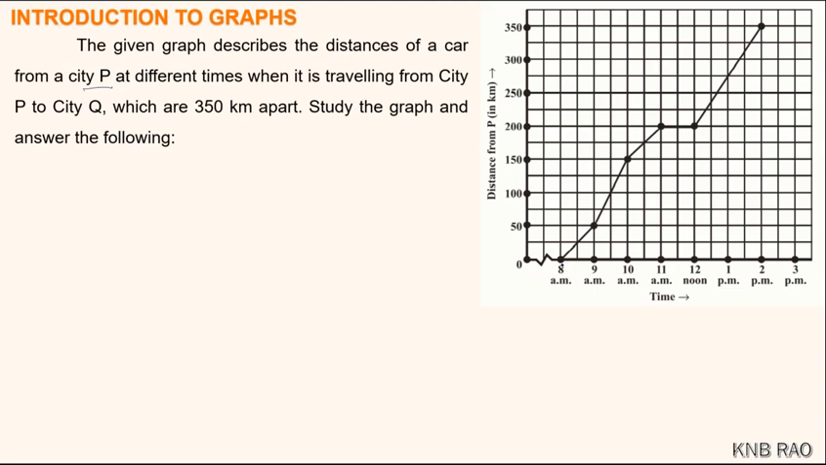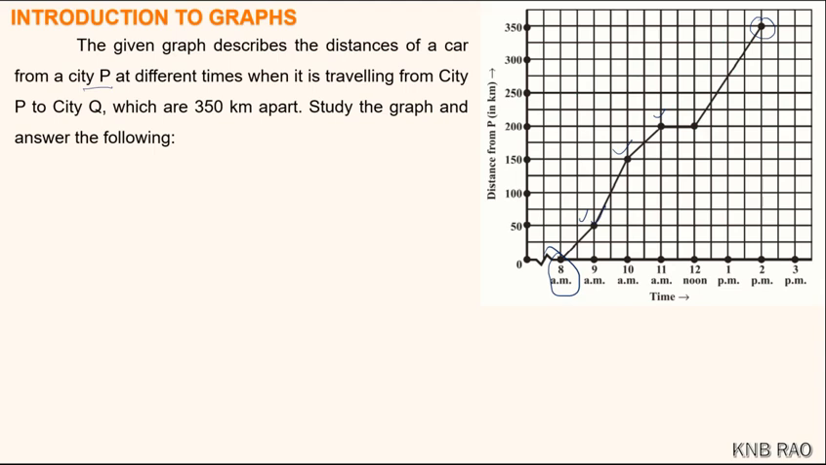At 8 AM the car didn't start. At 8 AM it has just started, and at 9 AM it has travelled 50 kilometers. In the next 1 hour it has travelled 100 kilometers. In the next 1 hour it has travelled a further 50 kilometers. In 1 hour it didn't travel, meaning it rested in that place from 11 to 12. From 12, within 2 hours it has reached city Q. So that means it has travelled 150 kilometers in those 2 hours.